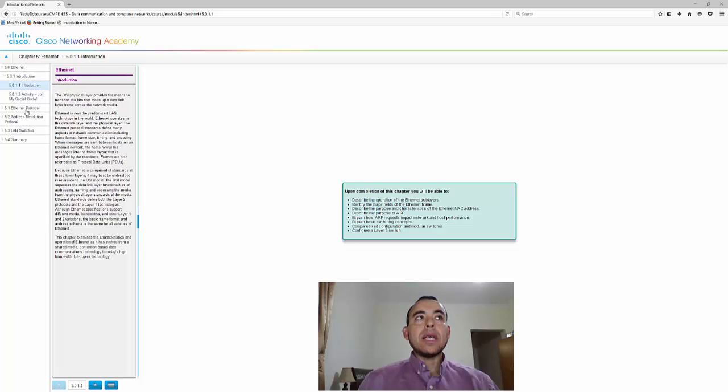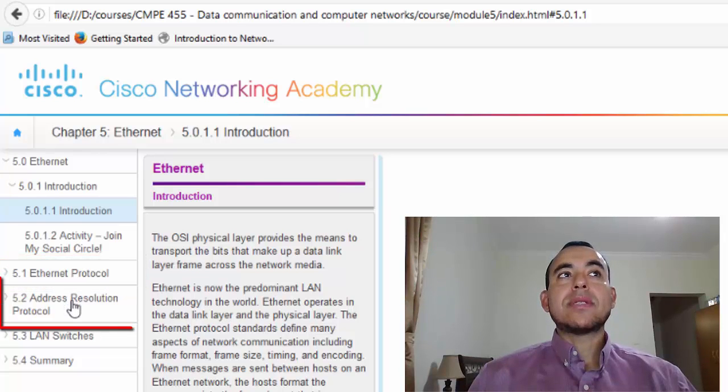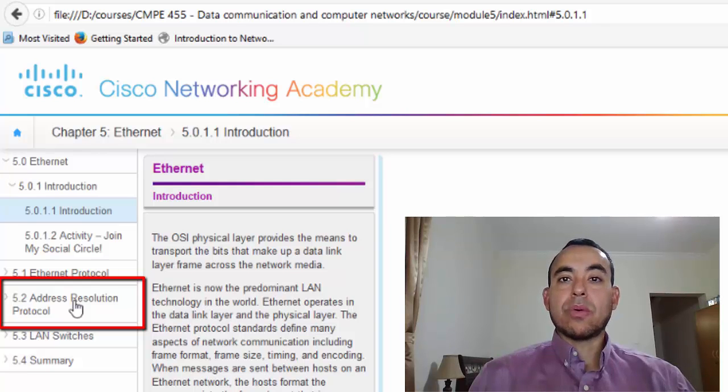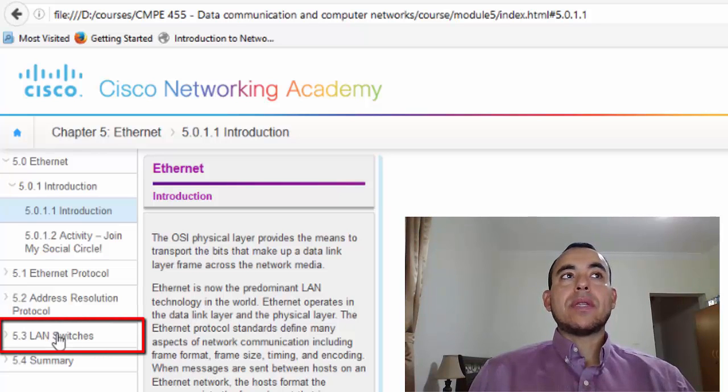So this chapter is divided into three major sections. The first section is Ethernet protocol from an overview standpoint, and it summarizes all the protocol issues. The second major section talks about address resolution protocol. So address resolution protocol is used to obtain the MAC address, the physical address that corresponds to a particular IP address, which is what we also mentioned in the last chapter. The last section talks about LAN switches and how they work and what are the main issues regarding frame forwarding.